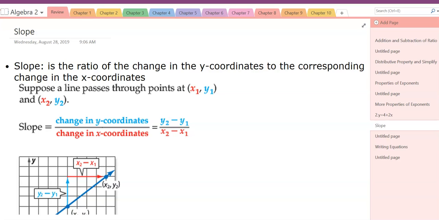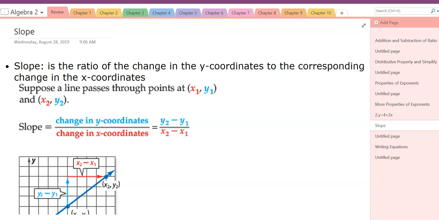So slope is the ratio of the change in the y-coordinates to the change in the x-coordinates. You guys have maybe heard of it as rise over run. So rise would be how much it goes up and down. Run would be how much it goes left and right. So up and down would be your y-coordinates. Left and right would be your x-coordinates.